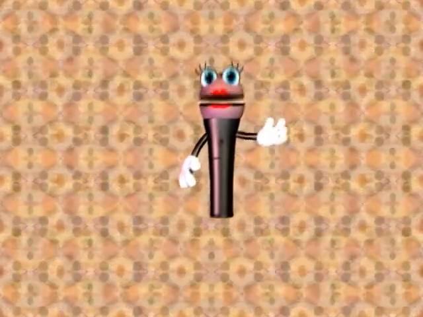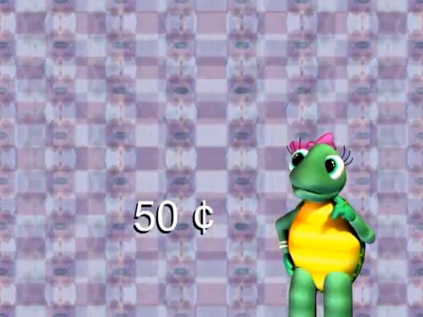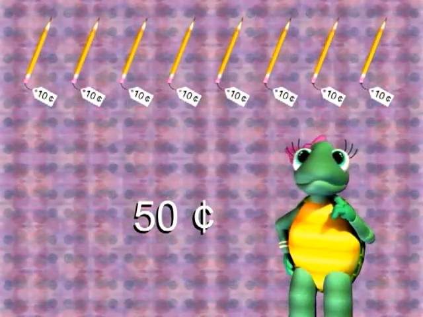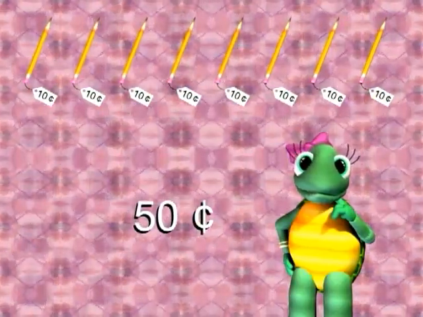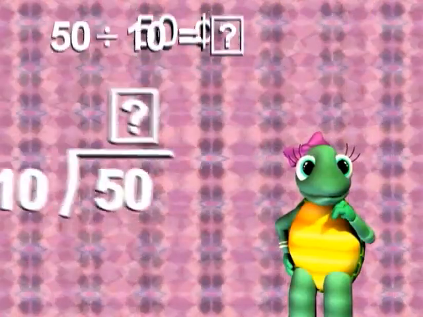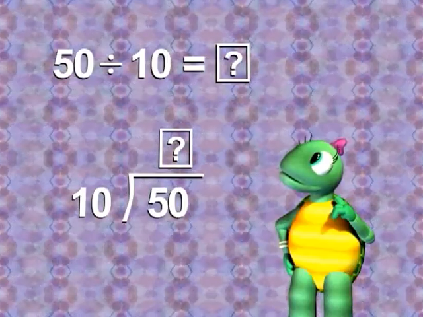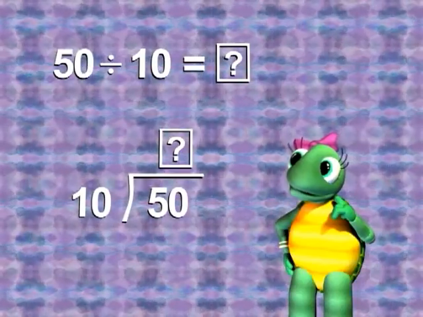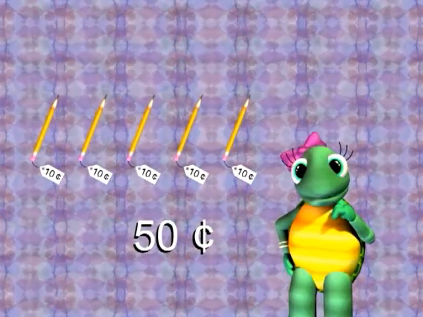Division is something you can use in everyday life, like when you're buying things. Michelle had 50 cents, and she wanted to buy some 10-cent pencils. If the price included sales tax, how many pencils could Michelle buy with 50 cents? As you know by now, the problem can be shown 2 different ways. Both mean 50 divided by 10 equals. But what is the answer? 50 divided by 10 equals 5. So Michelle could buy 5 10-cent pencils with 50 cents.